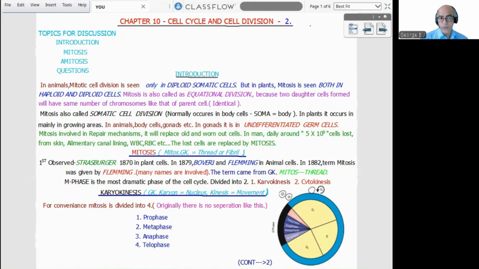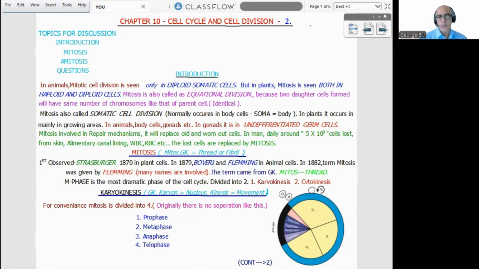In gonads also we can find mitosis. Where is it seen in gonads? In gonads, it is seen in undifferentiated germ cells. And mitosis is involved in the repair mechanism. It will replace old and worn out cells. In man, daily around 5 into 10 raised to 9 cells will be lost from skin, alimentary canal lining, WBC, RBC, etc. And the lost cells are replaced by mitosis. So that is an introduction about this cell division.